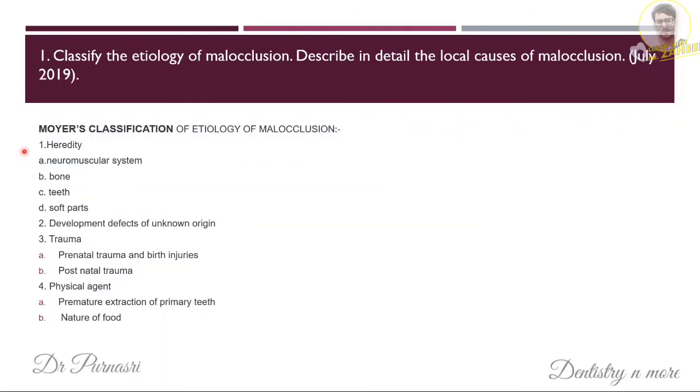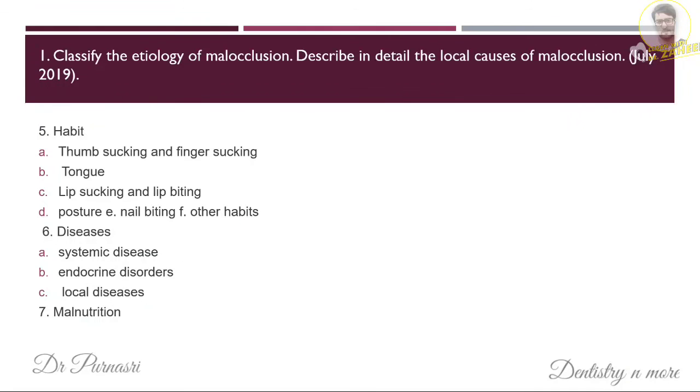He divides the etiology into hereditary, then developmental defects of unknown origin, and malocclusion caused due to trauma, that can be before birth, that is prenatal, or after birth, postnatal, or caused due to a physical agent. This is the Moyers classification. And then there is malocclusion caused due to habits, diseases, or malnutrition.